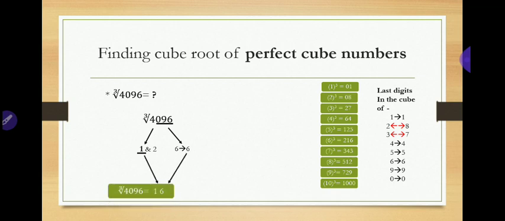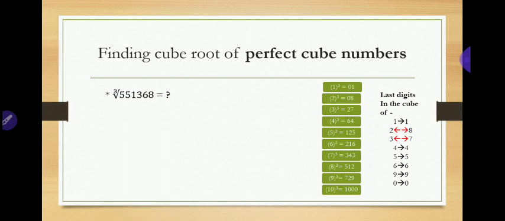Therefore 16 is the answer for the cube root of 4096. You can check on the calculator also. The answer will be 16. Easy or not? Let us practice the same thing with a few more examples so that you can understand the trick and remember it throughout.